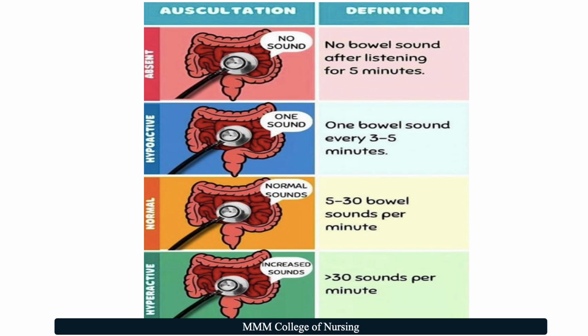Let's look at the timing for various bowel sounds. Absent: there is no bowel sound after listening for 5 minutes. Hypoactive: 1 bowel sound every 3 to 5 minutes. Normal: 5 to 30 bowel sounds per minute. Hyperactive: more than 30 sounds per minute.